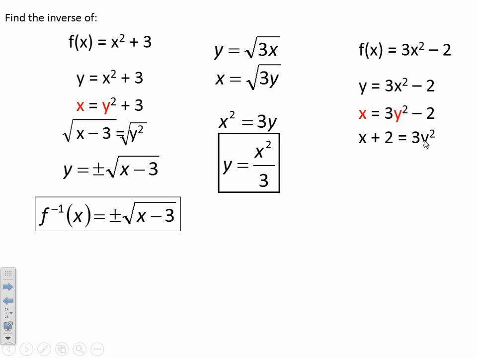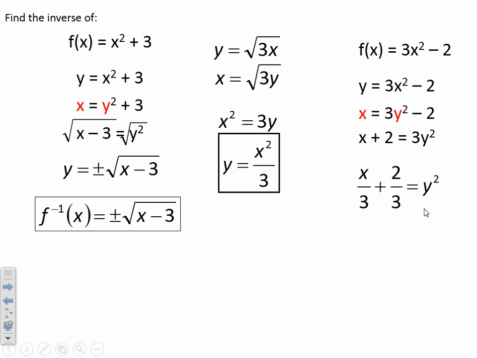Now, just the y is being squared. So I don't want to square root yet because I'd have to square root the whole side. I want to get rid of this times 3 here. So I'm going to divide both sides by 3. So I've got x over 3 plus 2 over 3 equals y squared.